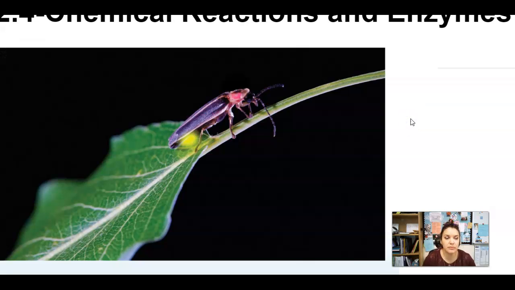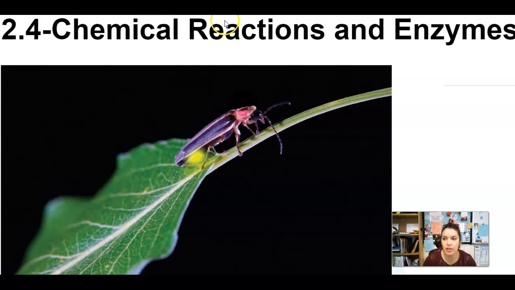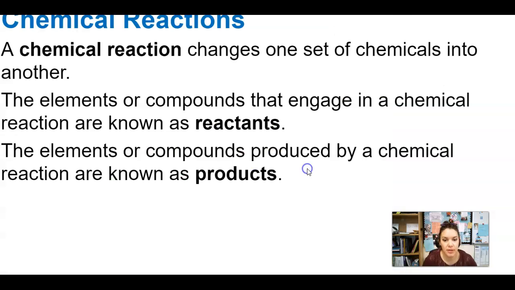All right, so lesson 4, look at us moving right along. Lesson 4 is about chemical reactions and enzymes. A chemical reaction changes one set of chemicals into another. The elements or compounds that engage in a chemical reaction are known as reactants. The elements or compounds produced by a chemical reaction are known as the products. So products come out at the end. Reactants are what you start with.